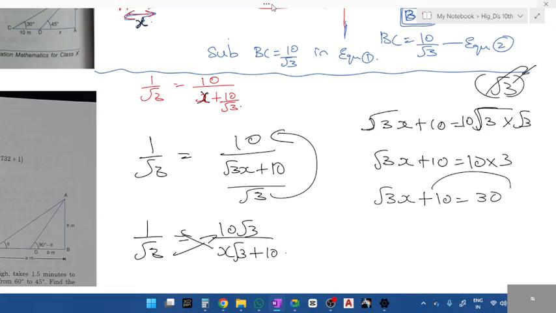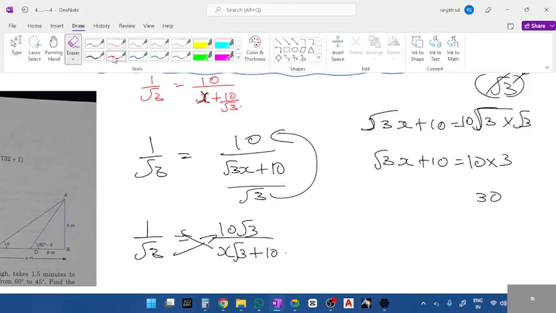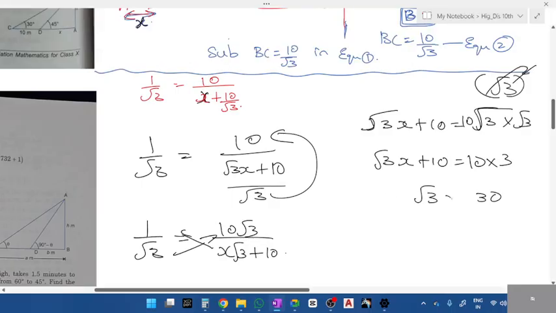This 10 goes to the other side. What do you get? 20. Yeah, root... Adya, your answer is wrong. It is root 3x equals 30 minus 10, students. What's the answer? x is equal to 20 divided by root 3. How will you calculate this 20 divided by root 3? Can you unmute and answer? How will you remove this root 3? Rationalize. Then what do we get?